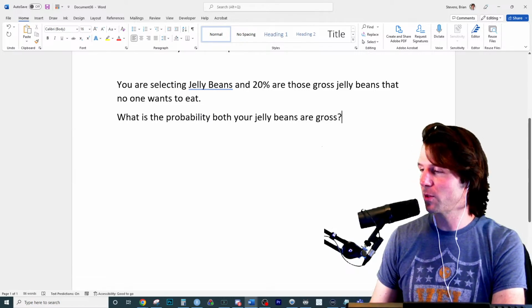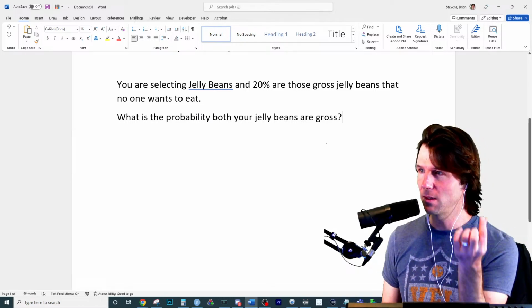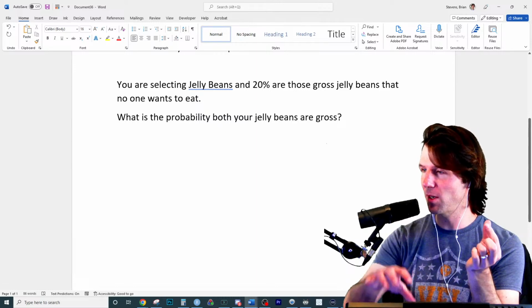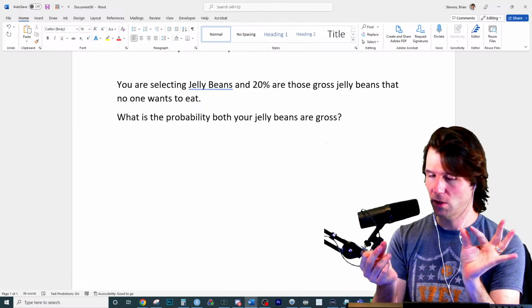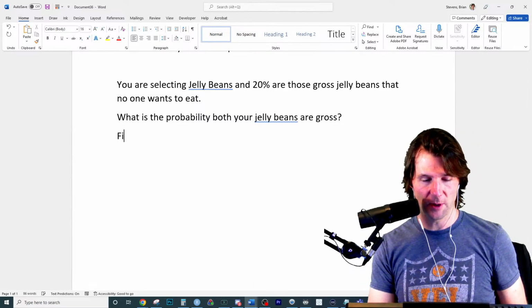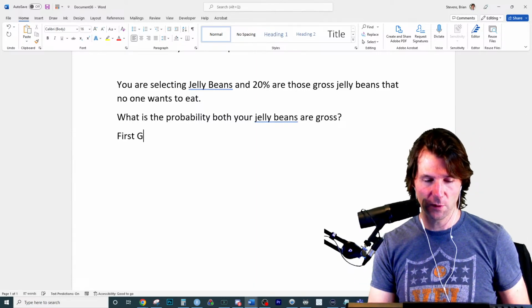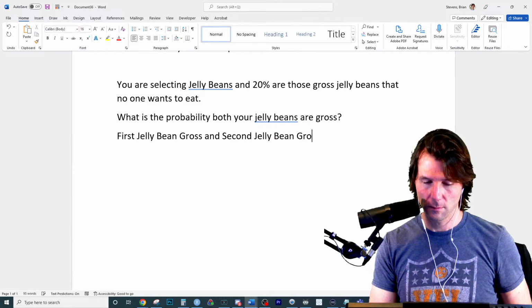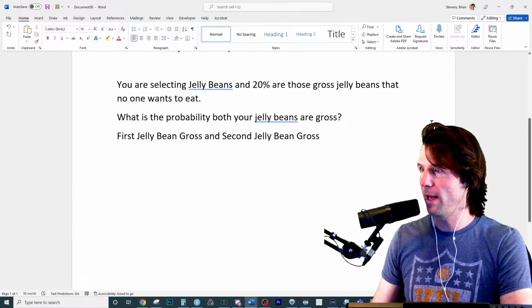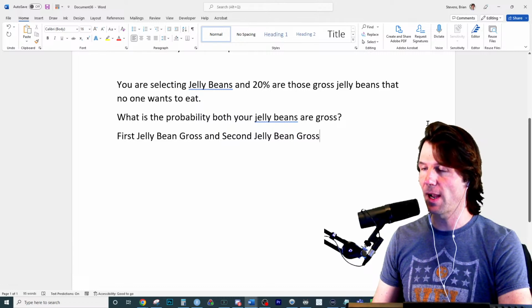So what is the probability of both your jelly beans being gross? You have to think, this jelly bean was gross, and I grabbed it out of a big bag. Does that influence this jelly bean being gross? So first jelly bean gross, and second jelly bean gross. That is the probability right there. Yes, Branton, exactly. Great work.